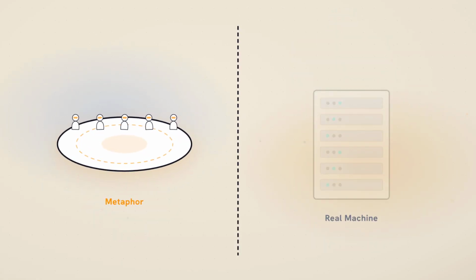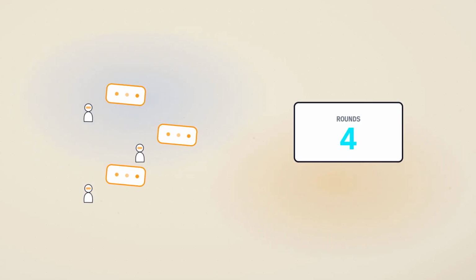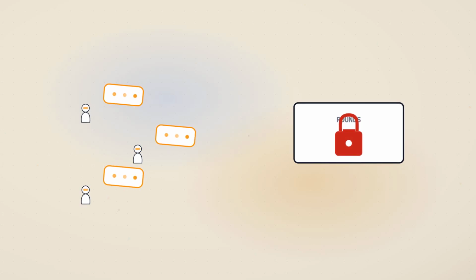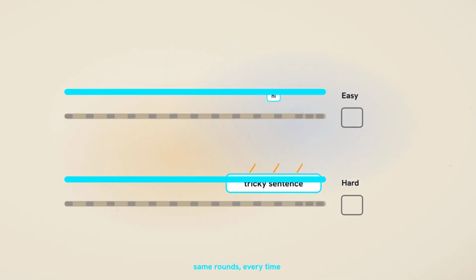Now here's where our table and the real machine split apart. Real people could argue all night until they're sure. The machine can't. It gets a fixed number of rounds set before it ever starts. So it can't think harder on one tricky sentence. It runs the same number of rounds every time, easy or hard.